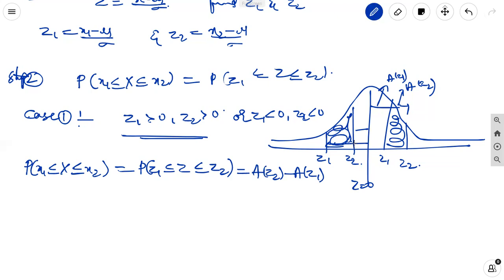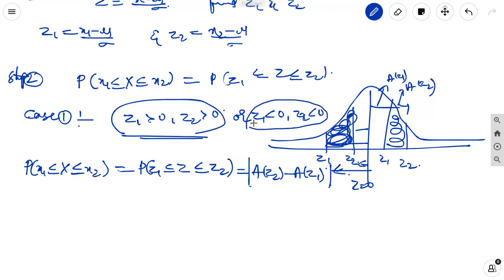And here we can take area of z1 and area of z2 as a modulus. Why? Because the difference is the same, but here we are getting a negative and here a positive. When we take the modulus, it is always a positive value. Again, find the area of Z1, next find the area of Z2, and the difference of the two is what we require, the area that lies between Z1 and Z2, when both are positive or both are negative values.